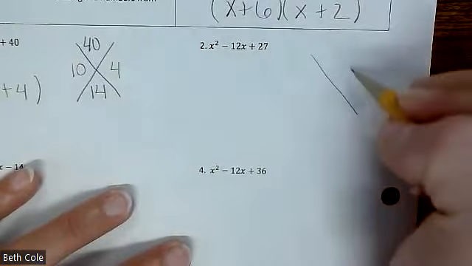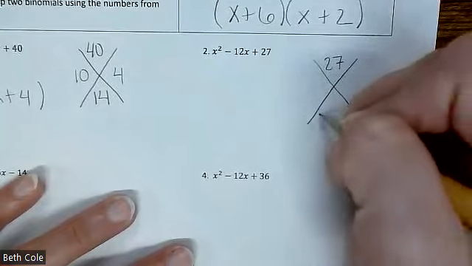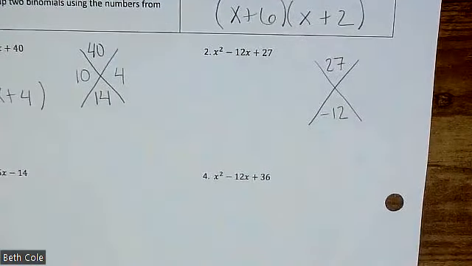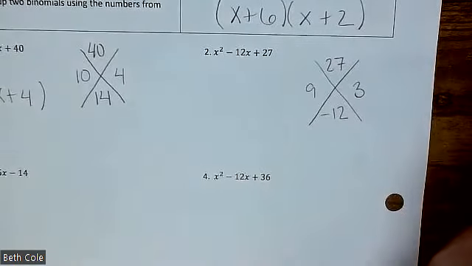So let's try this one. What number is going to go on the top of the x? It's 27, and on the bottom, negative 12. So this one has a negative in it. So just get the numbers first, though. Don't worry about the negative. Okay, so it'll be 9 and 3. Then worry about the negatives.